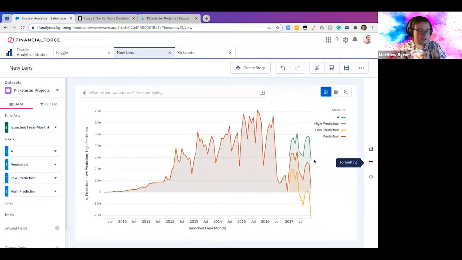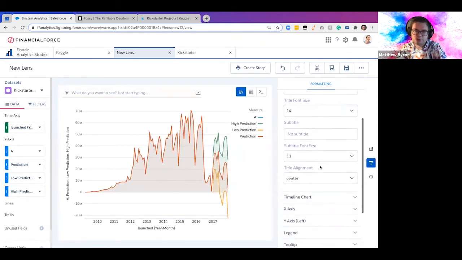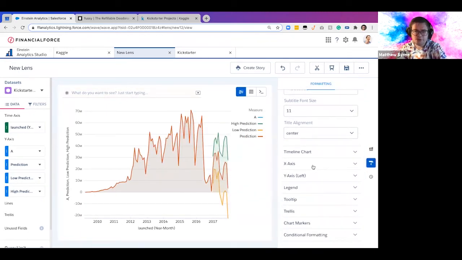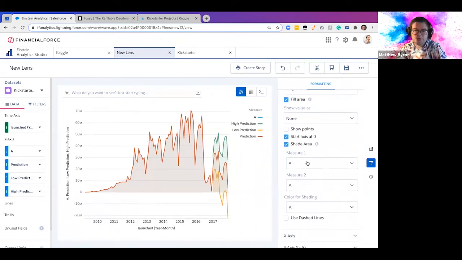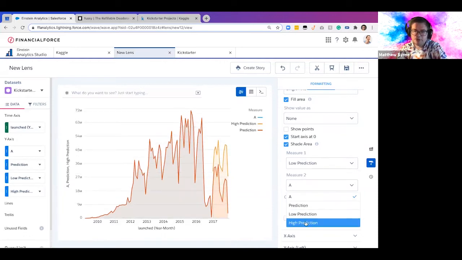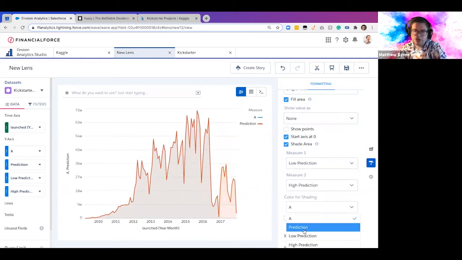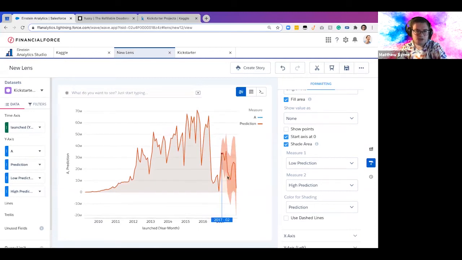But the next thing is about making this a bit more visible, a bit more easy to read. So on the formatting options, we have a bunch of different things. On the timeline chart, we can have a fill area, and we can have a shaded area, sorry, and we can shade between the different values. Okay, so we can shade between the low prediction and the high prediction, and we can shade the prediction. So it's shading that area for the prediction for us. Okay, so I don't have to see it as badly.